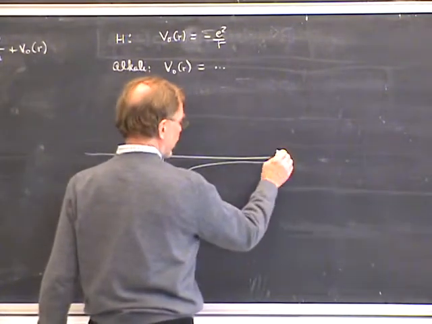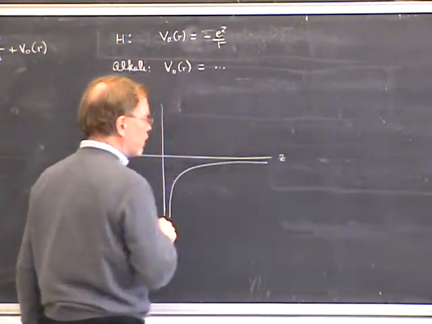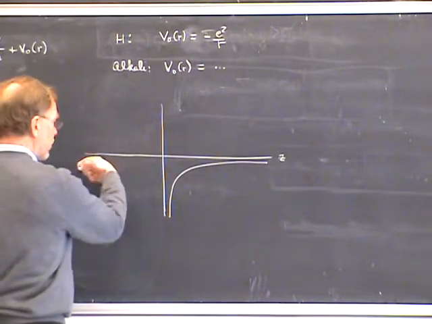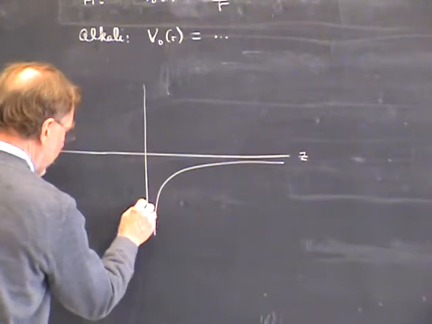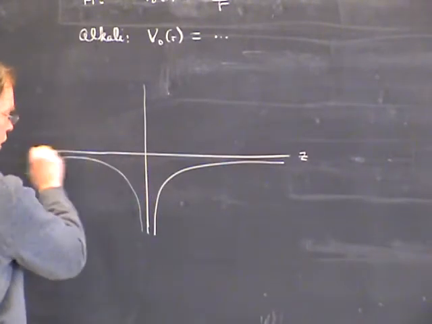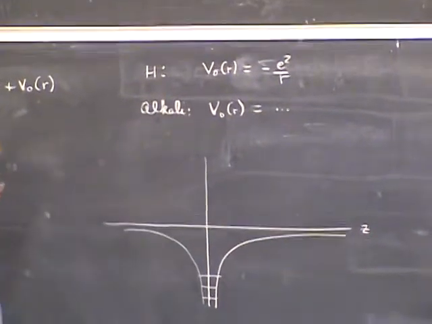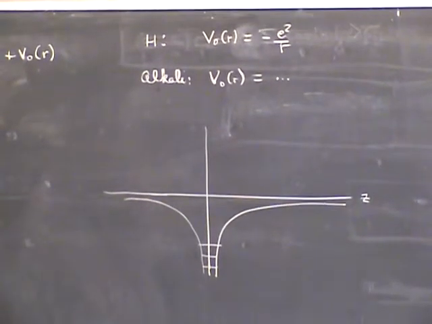Instead of plotting this as a function of the radius r, we plot it as a function of the coordinate z along the z-axis. So we can talk about the potential also in the negative z-axis. And if we do, it's a symmetric curve that looks like this. And then there are bound states in this well here, which are the bound states of the atom.